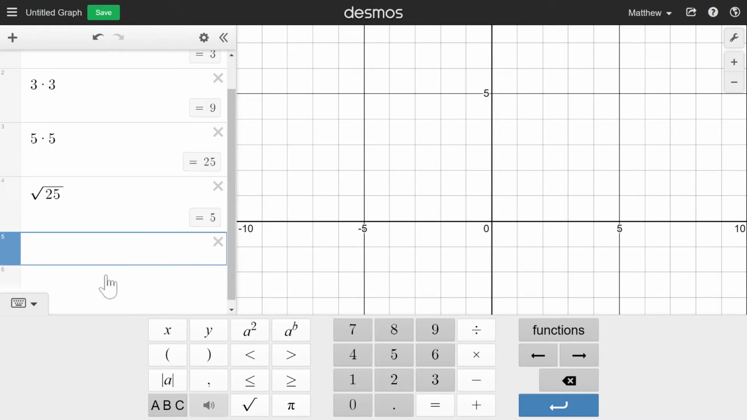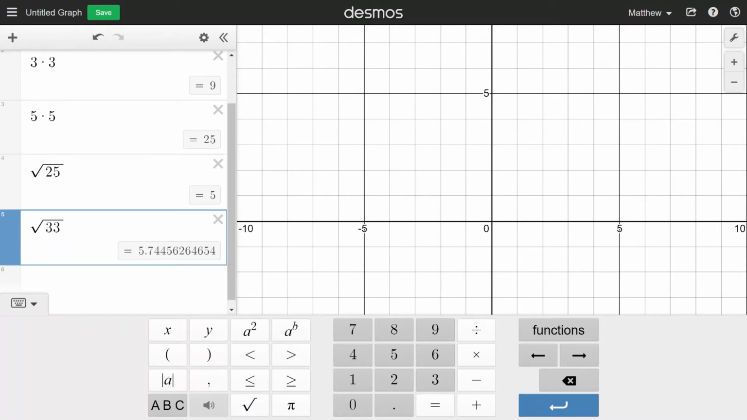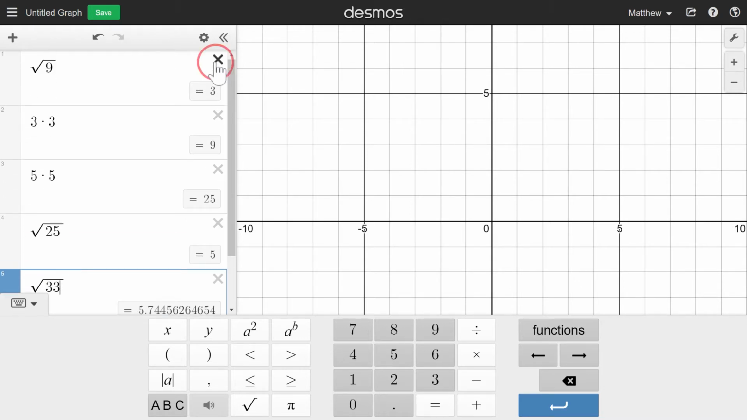If you have a more abstract number like the square root of 33, you're going to get some crazy decimal. So we call this a non-perfect square, and this would be called your perfect square, right? Perfect square produces a nice number, non-perfect, ugly number. So there's your square roots.